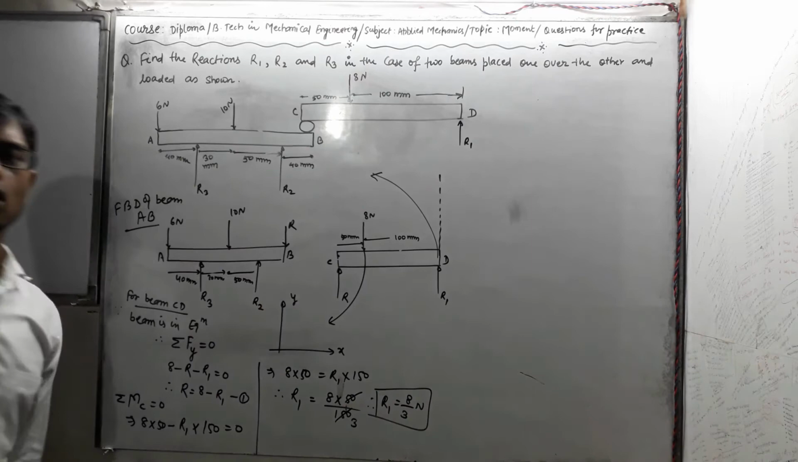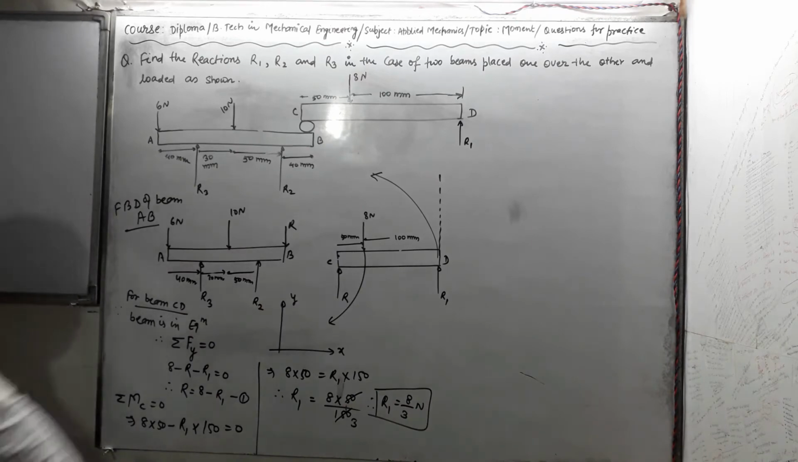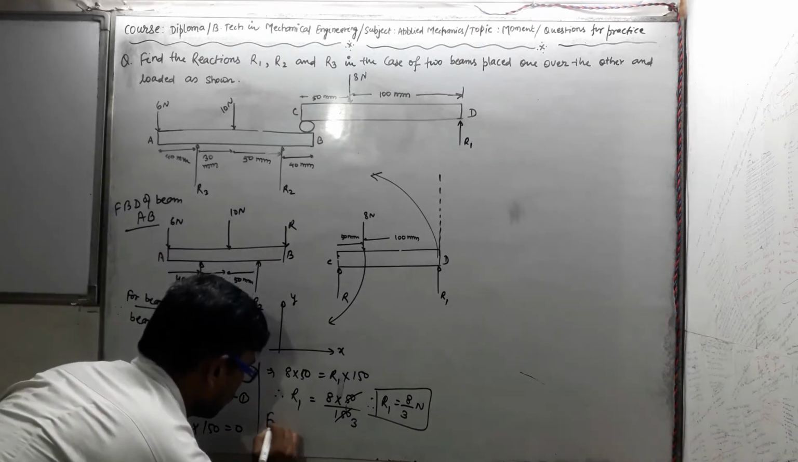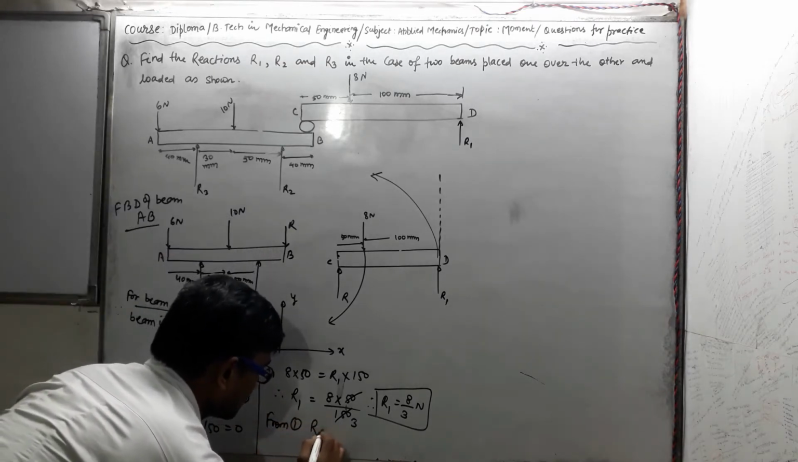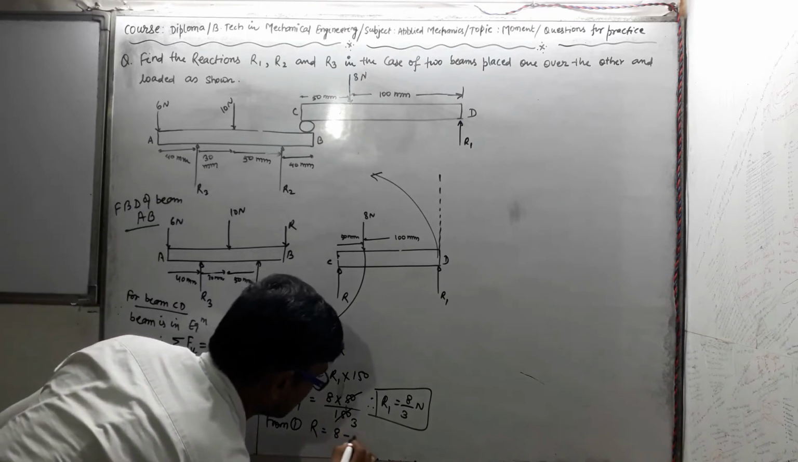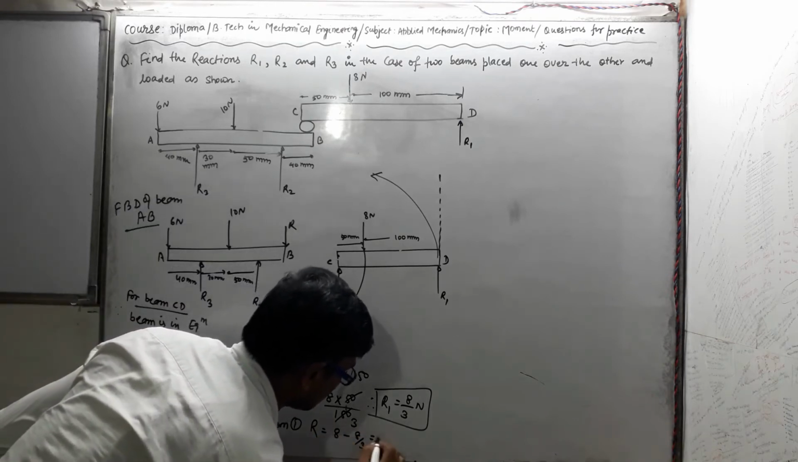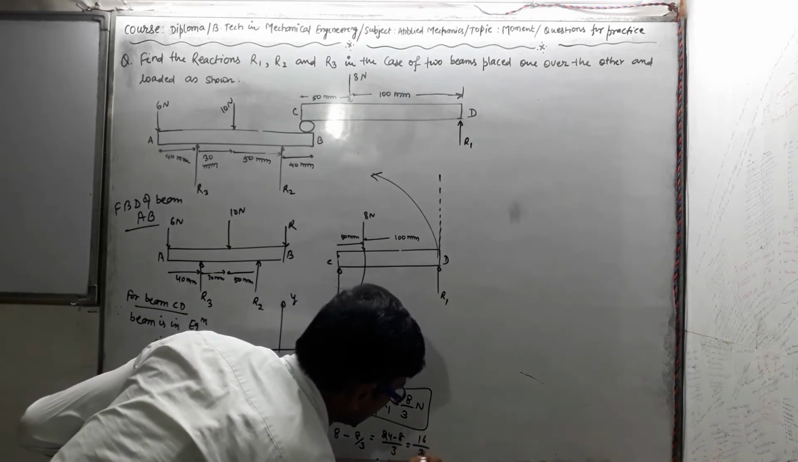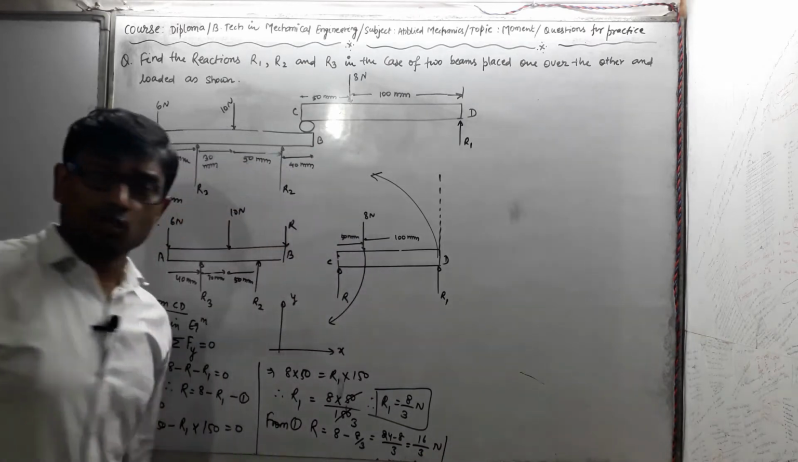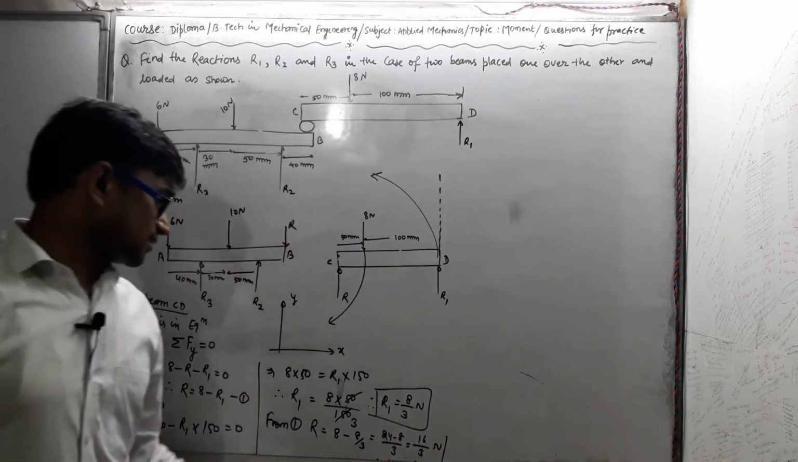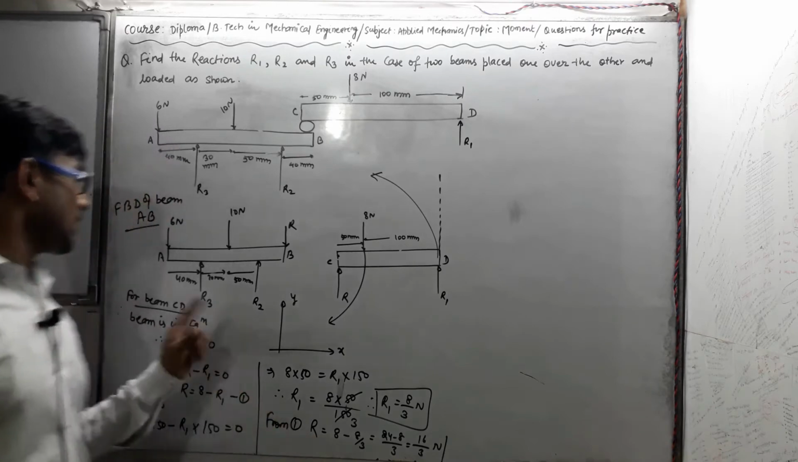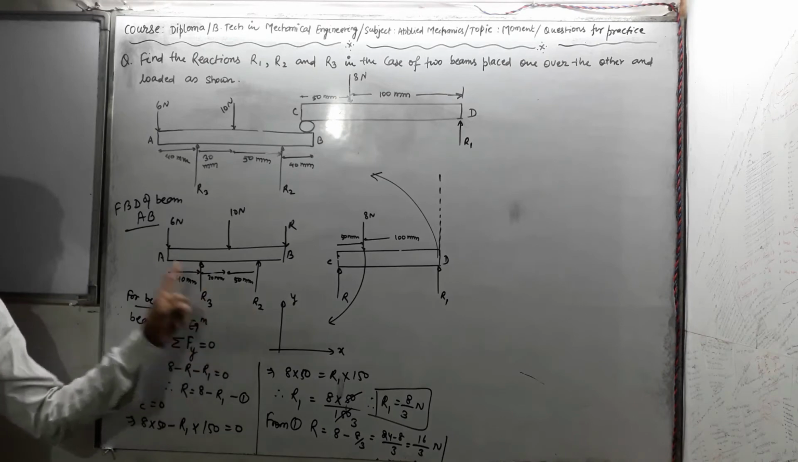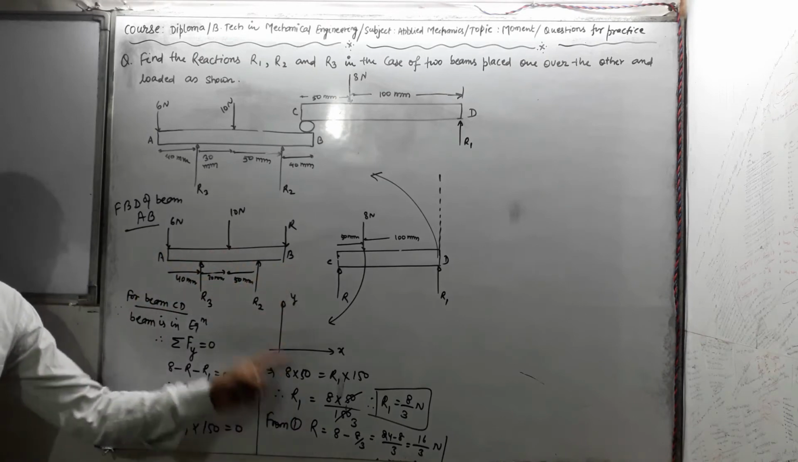Once we get the value of R1 as 8 upon 3 Newton, putting the value in equation 1, we get the value of R. So from equation 1, R equals 8 minus 8 upon 3, that is 24 minus 8 upon 3, which equals 16 upon 3 Newton. It is not a part of our question, but this R will help you while solving for the reaction forces R2 and R3 for the beam AB.